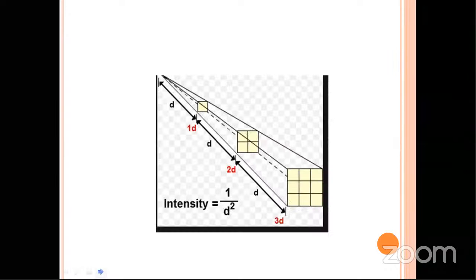So this is given by this explanation. If you increase the distance, the intensity will be reduced. Inverse square law.